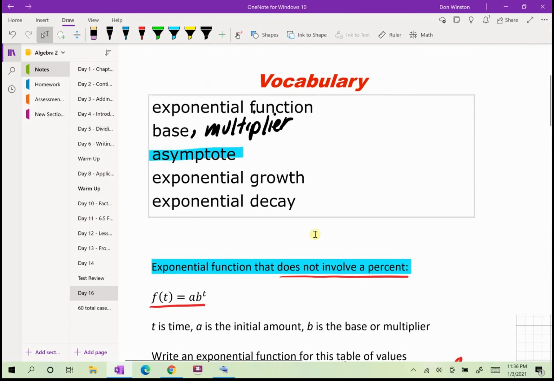So we have exponential growth when b is greater than 1. We'll have exponential decay when b is less than 1. But b will always be greater than 0.